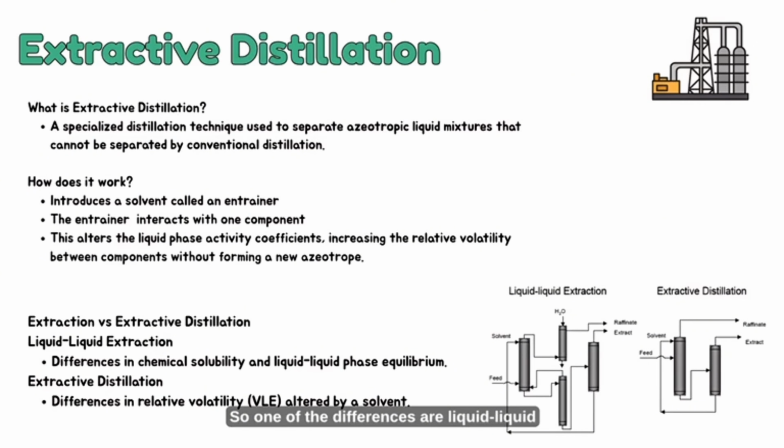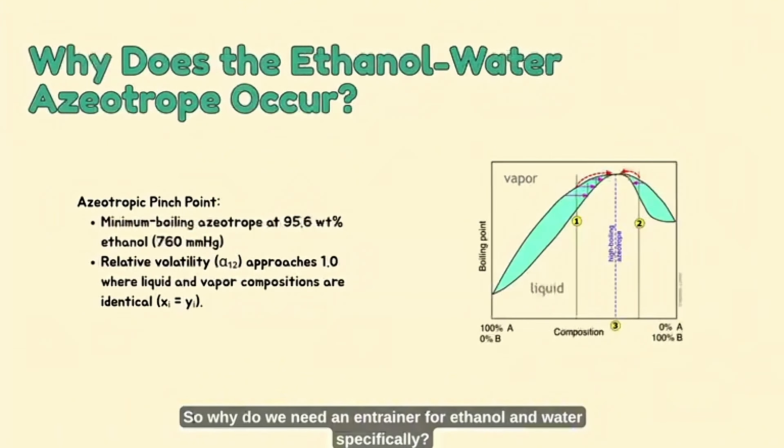One of the differences is that liquid extraction relies on chemical solubility differences and phase separation, whereas extractive distillation relies on modifying vapor-liquid equilibrium, which is VLE, through solvent addition. So why do we need an entrainer for ethanol and water specifically?